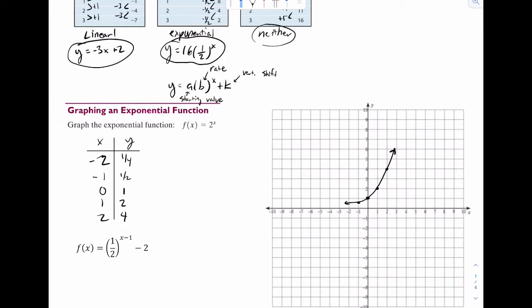Now what's really cool is notice how no matter what number I plug in for x, like what if I plugged in -10?